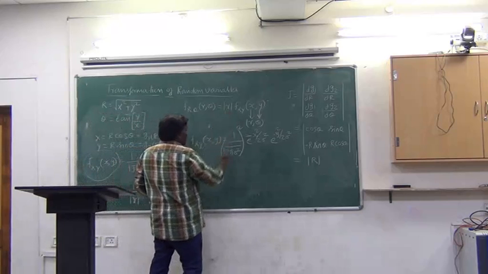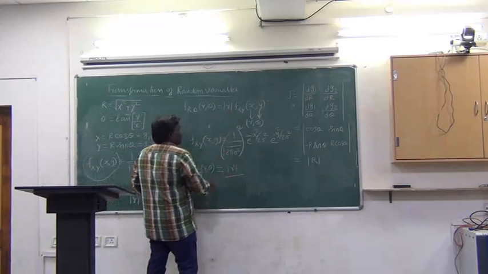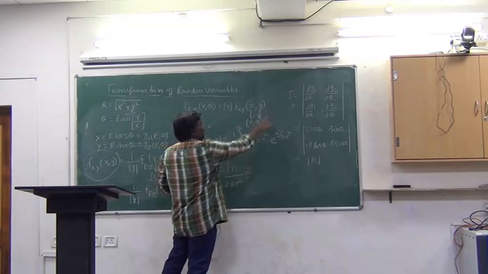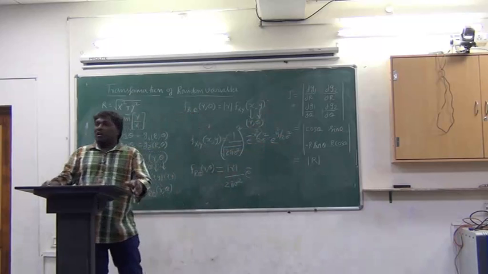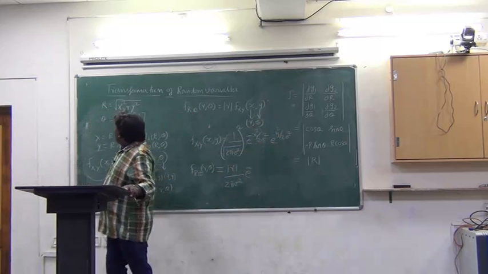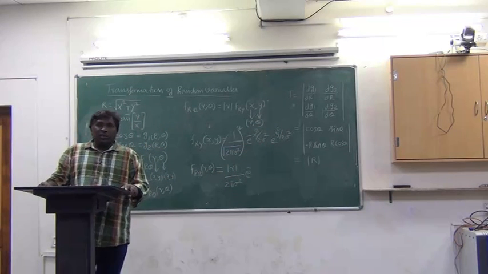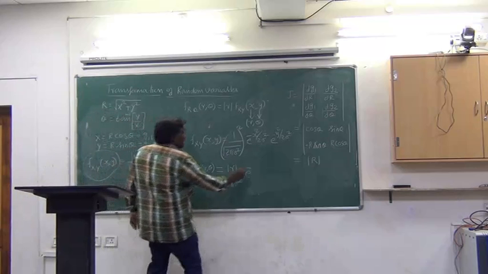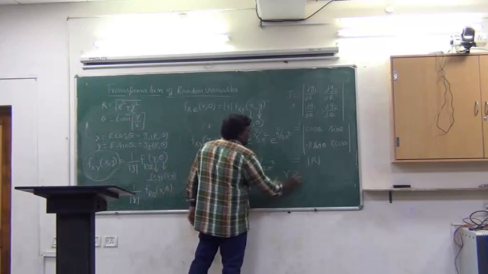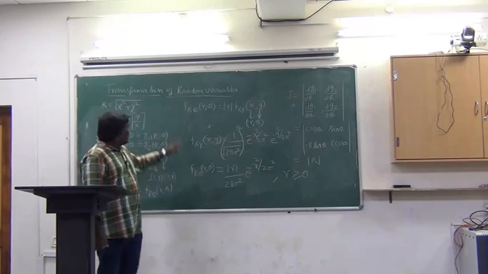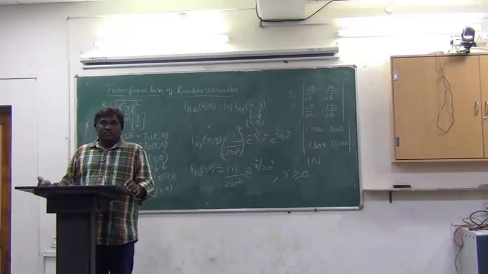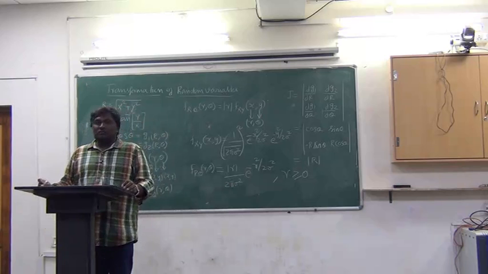We need to write this magnitude here, and this is becoming 2 pi sigma square. I want to write this one in terms of r and theta, but we already know x squared plus y squared is r square, isn't it? So we get e power minus r squared by 2 sigma square, and most important is this r is greater than or equal to 0, because we already know it is a positive quantity.